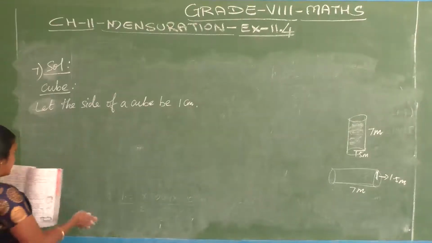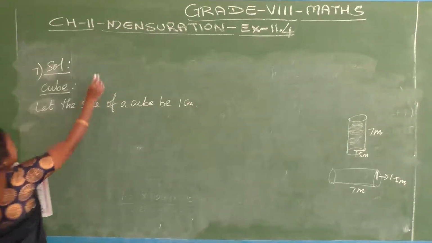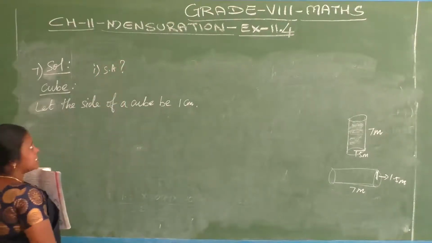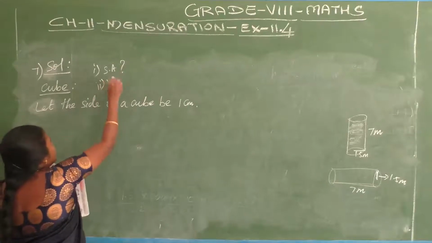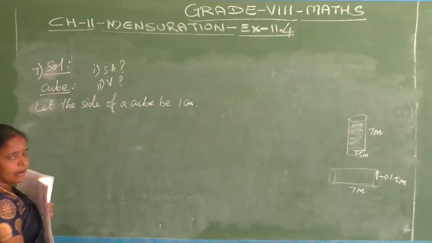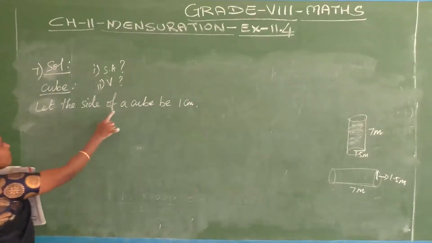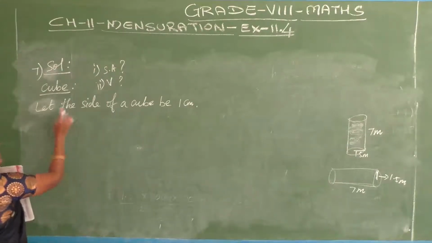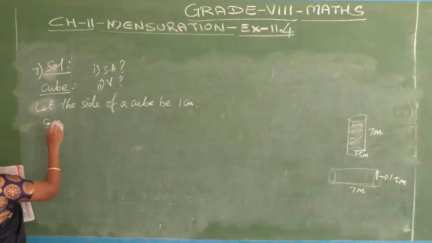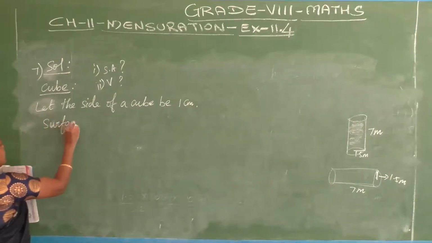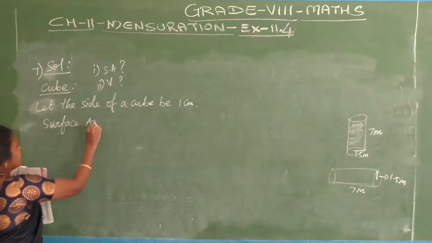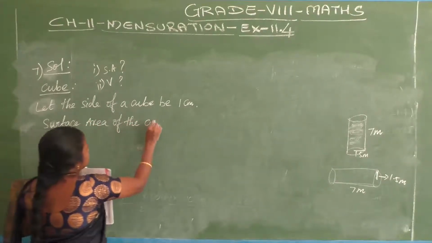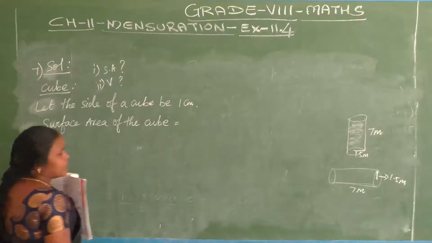What they are asking is in two cases. What is the difference at the surface area level? What is the difference at the volume level? Okay, if the side of the cube is 1 centimeter, what is its surface area? Surface area of the cube, what's the formula?